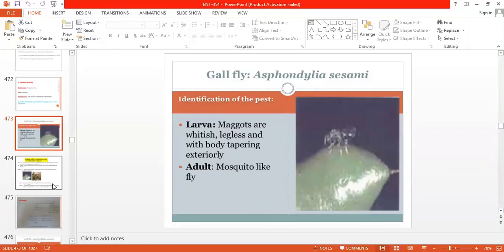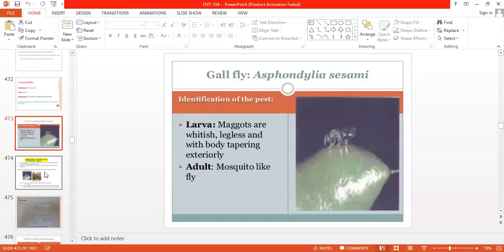This is the dipteran order pest. Economic importance: it is the most noxious pest of sesamum and may cause heavy losses. It is a serious pest in the Nagpur region, and nearly 20% damage to sesamum is reported due to the sesamum gallfly.